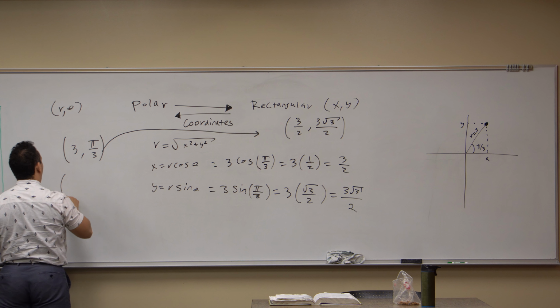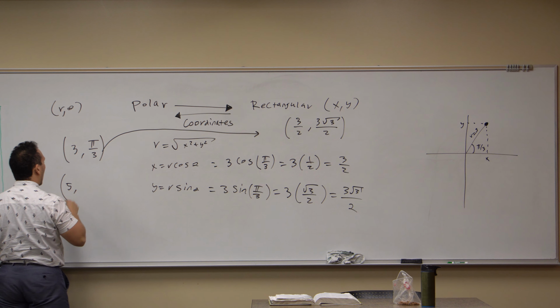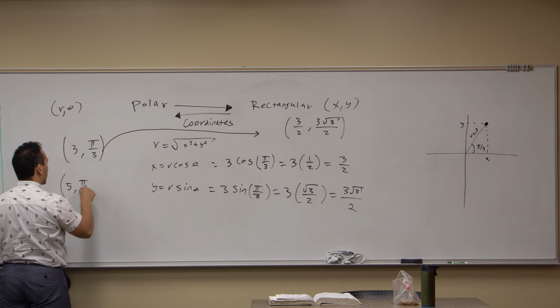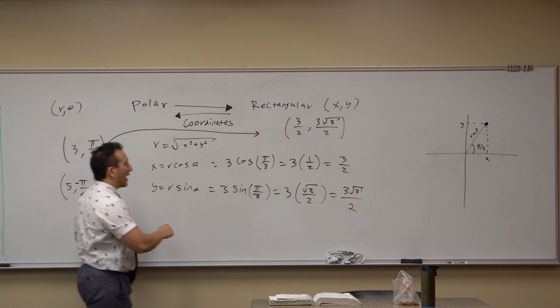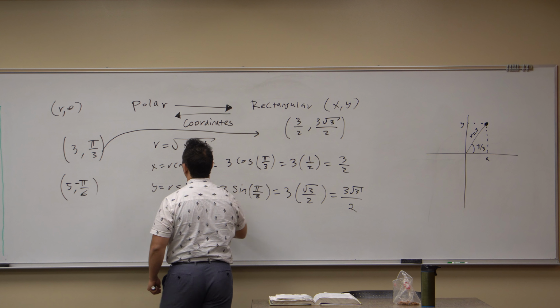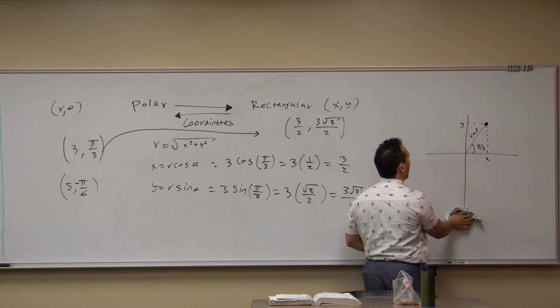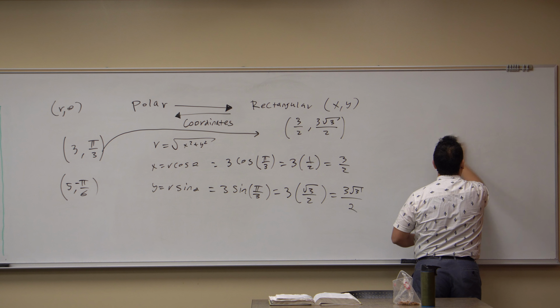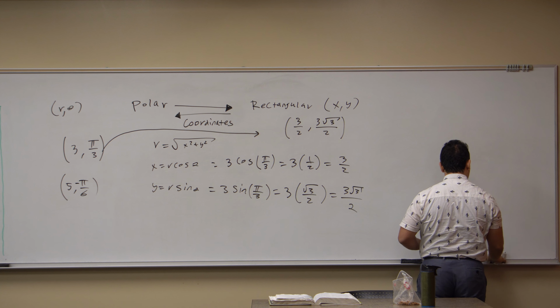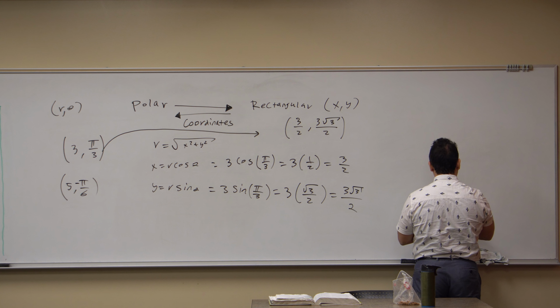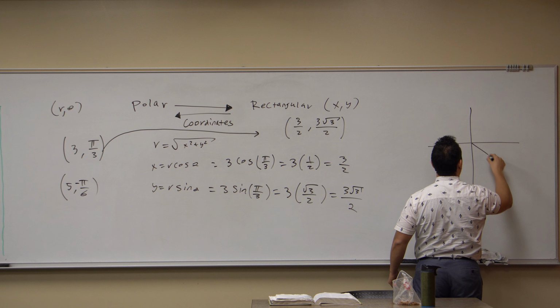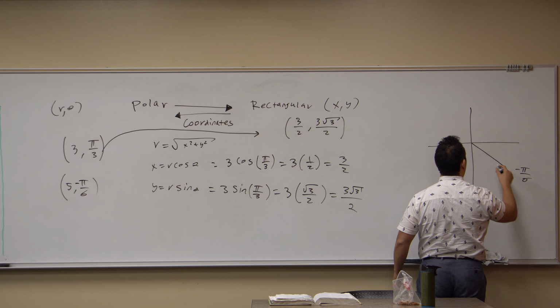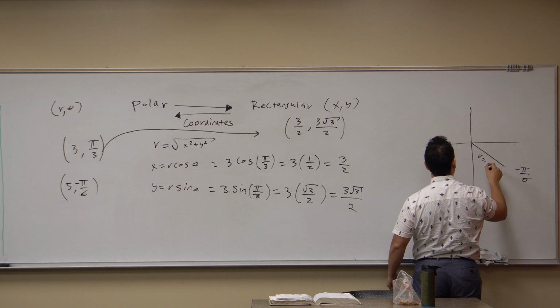Let's say I'm giving you 5 comma pi over 6. And you know what? Let's make it flavorful. Let's make it a negative pi over 6. I want to find what that is in rectangular. So first, we're going to come here and think about where we're located. Always draw what you're given so that you know where you're located. It's very important. Okay? So I have something at negative pi over 6, which is down here. And the length of this, r, is equal to, what do we say, 5?